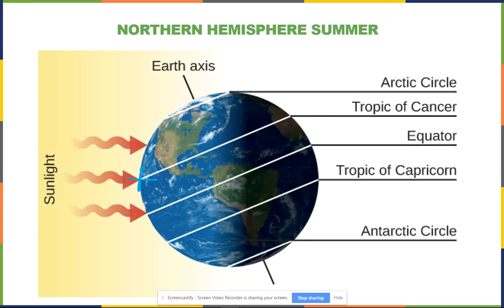Since the sunlight at the summer solstice is 23.5 degrees north of the equator, what would the latitude be for that location? At what latitude would you be if the sun is at 23.5 degrees north and it's at your zenith?